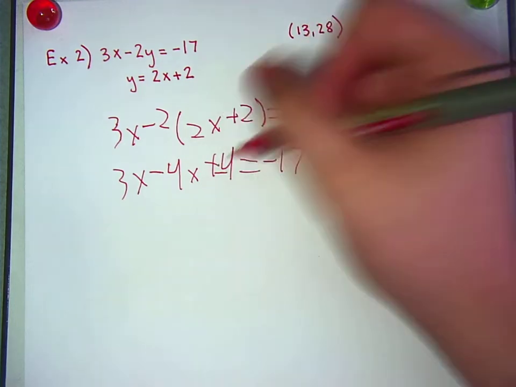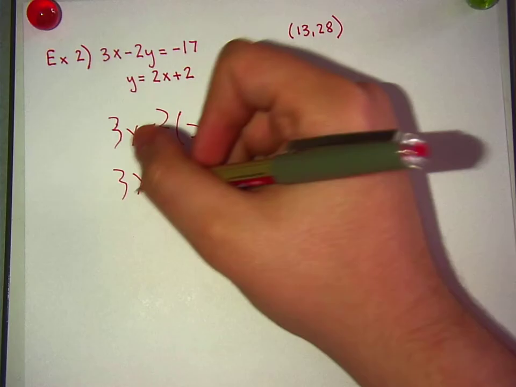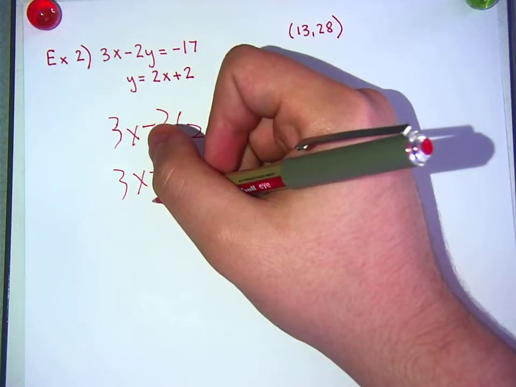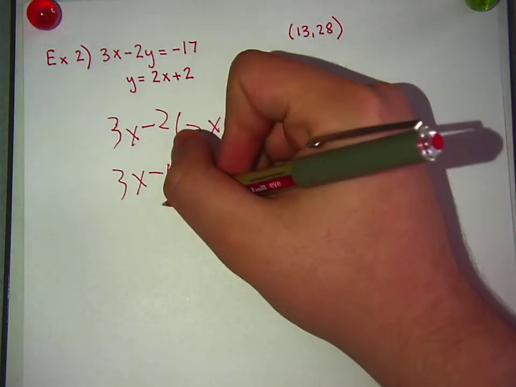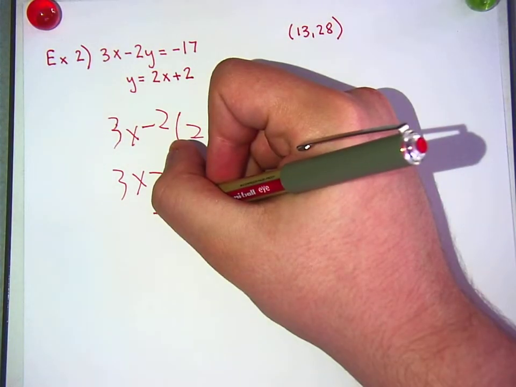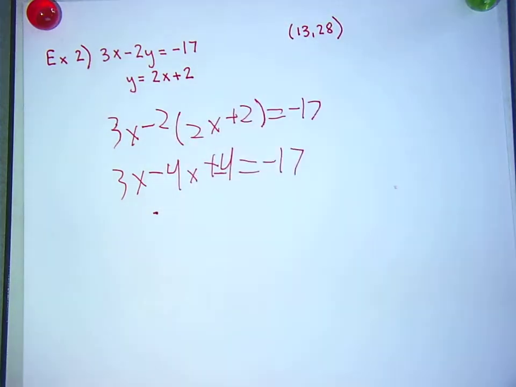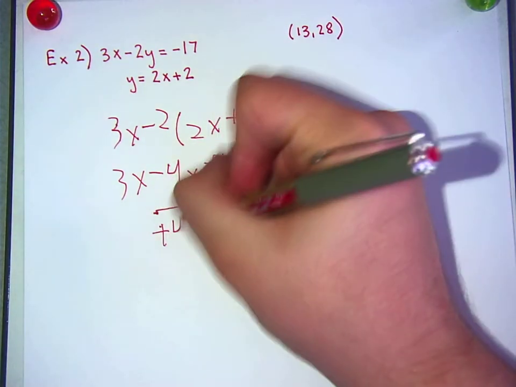Alright, and then you're gonna wanna get rid of the x's. So what do you do to do that, Preston? I have it written down right here. So what's 3x minus 4x? Oh yeah, negative 1x. Or negative 7, right?